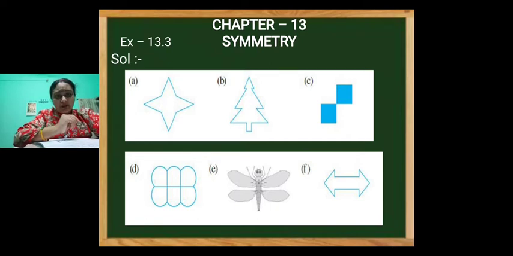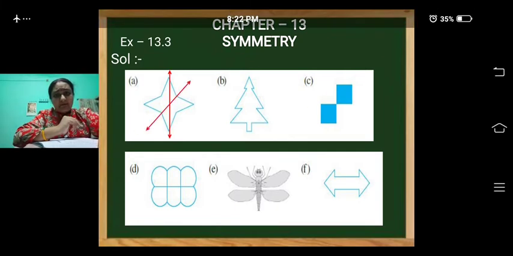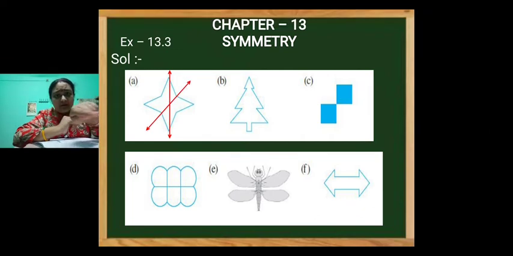For the first figure, the possible lines of symmetry are a vertical line of symmetry like this, a diagonal line of symmetry like this, a horizontal line of symmetry like this, and again a diagonal line of symmetry. So we say L1, L2, L3, L4 are the four lines of symmetry for this figure. So this figure has four lines of symmetry.